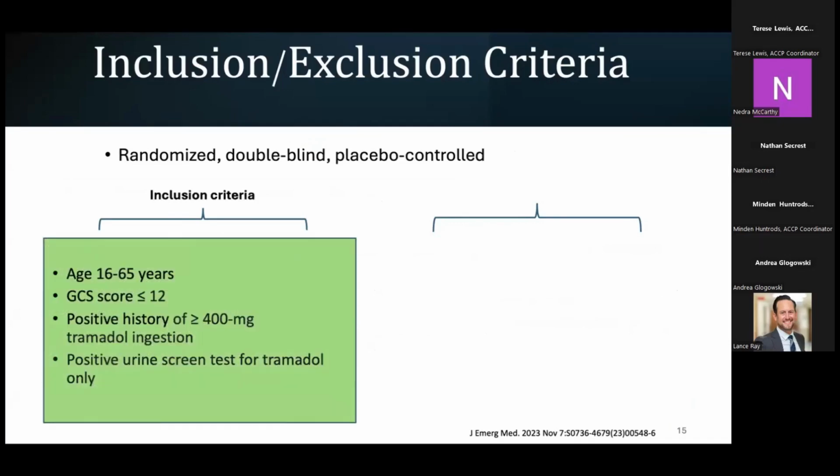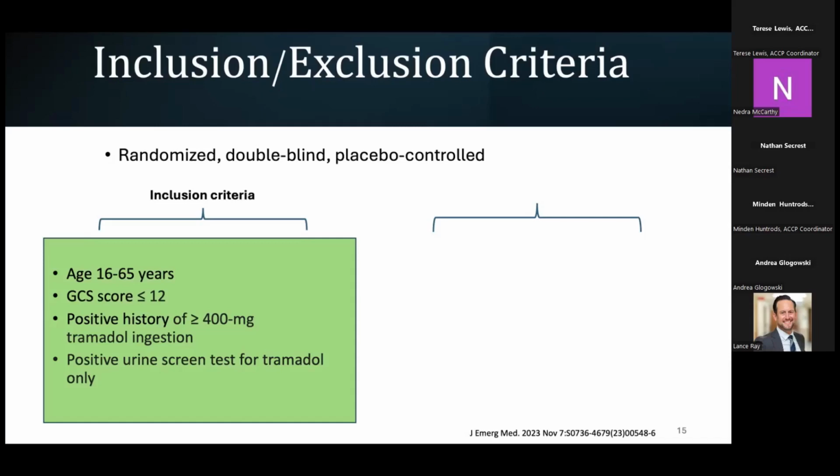And for its inclusion criteria, it included patients who were 16 to 65 years of age, who had a GCS score of less than or equal to 12, which is about a moderate GCS scale. And if they had a positive history of greater than or equal to 400 milligrams of tramadol ingestion and a positive urine test for tramadol only.